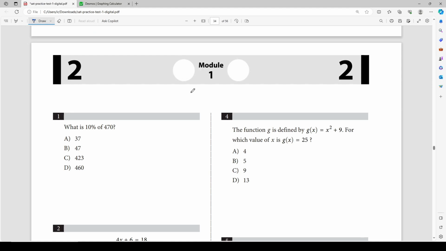Hello everyone, today we're going to be going over the digital SAT practice test number 1. We're going to be looking at the math section, specifically module 1, right? So module 1 is 27 math questions. You can use a calculator for all of them.